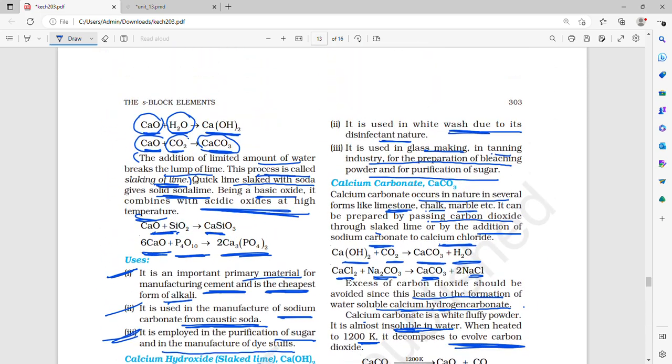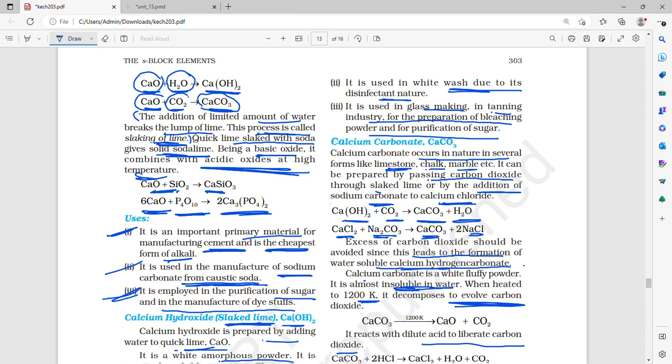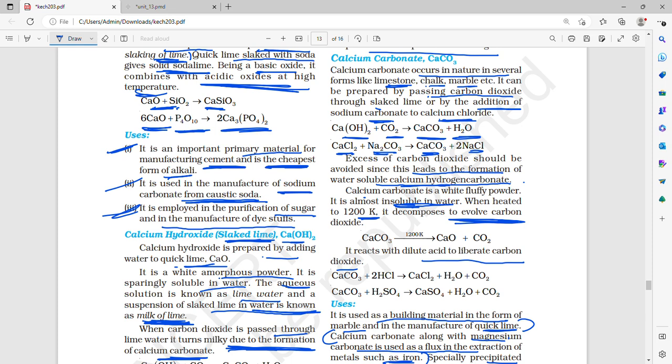Calcium hydroxide, or slaked lime, is used in the manufacture of mortar, which is a building material. It is used in whitewash due to its disinfectant nature. It is used in glass making, in the tanning industry, for the preparation of bleaching powder, and for purification of sugar.